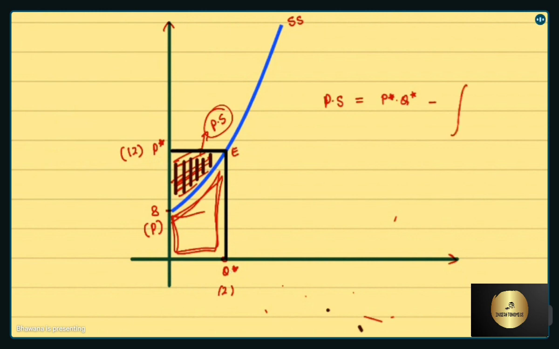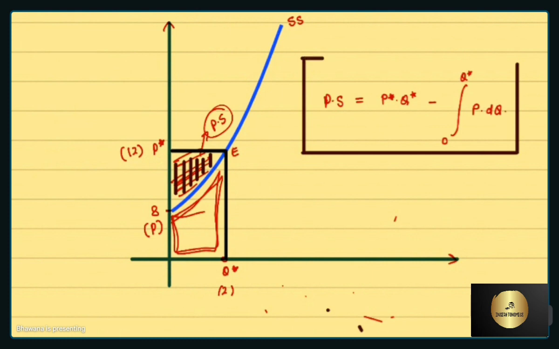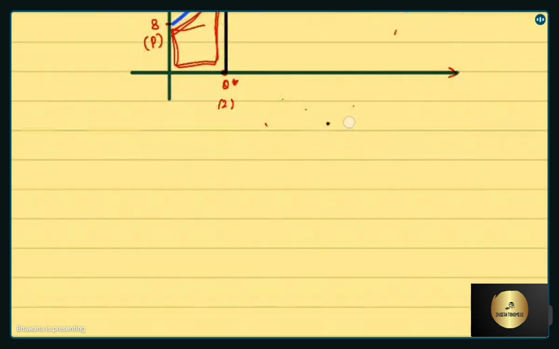In order to find this area, we will integrate this particular function with respect to quantity supplied, up to Q star, which is your equilibrium quantity supplied. We have to integrate P like this. So this is the general formula for producer surplus. Now we will use it for our given supply function.